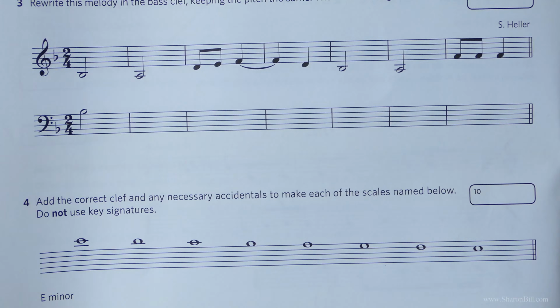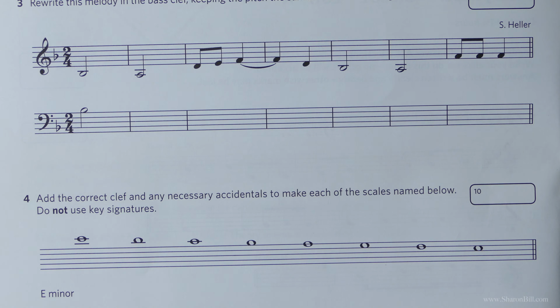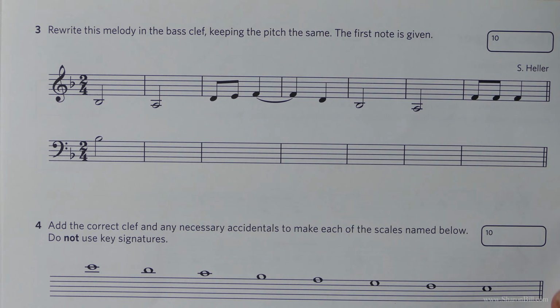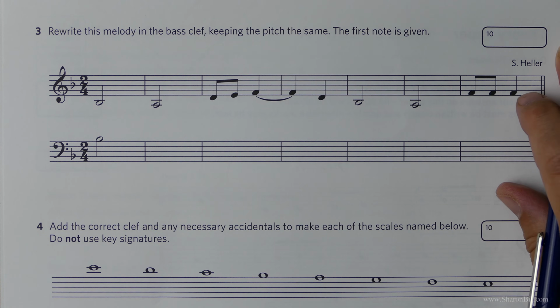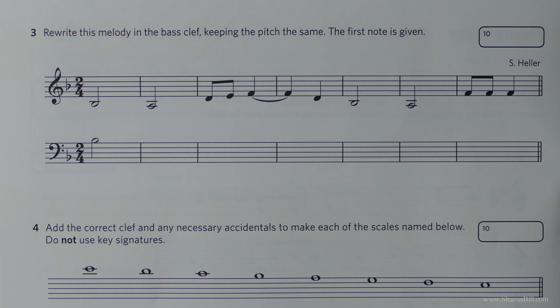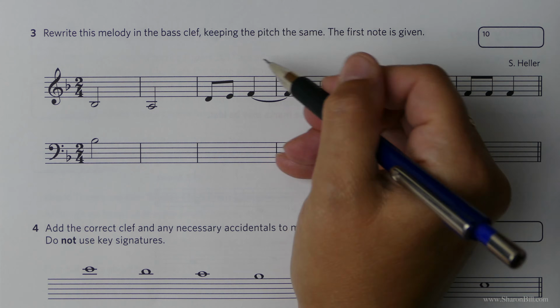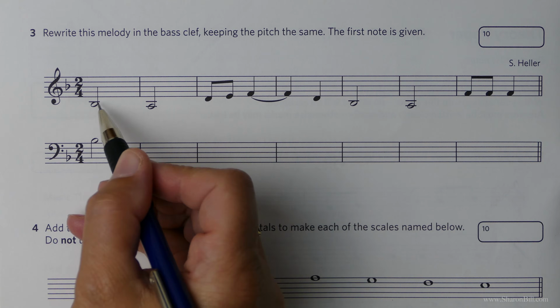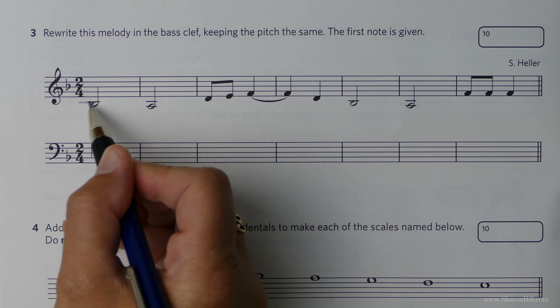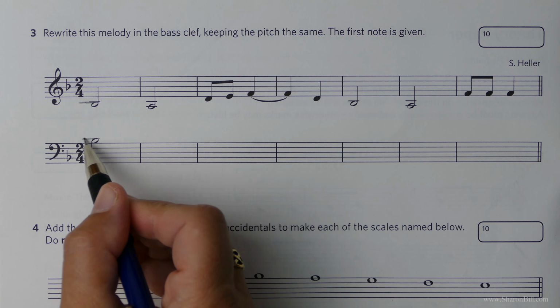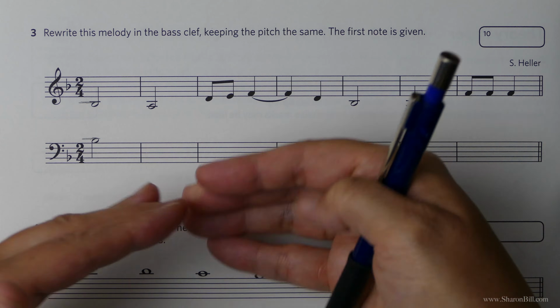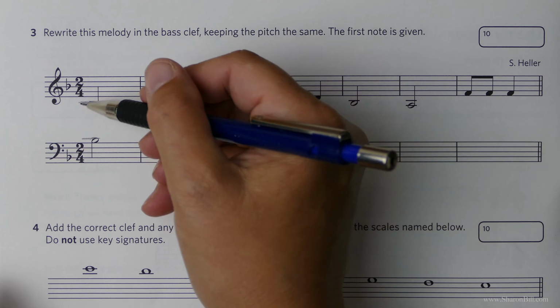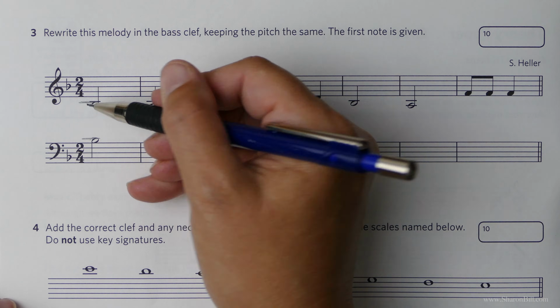So now we need to rewrite a melody, but we need to put it into the bass clef, keeping the pitch the same. First note is given. Now the clue for converting clefs whilst keeping the pitch the same is always to keep middle C as an anchor point. So we need to remember this is middle C in the treble clef, this is middle C in the bass clef. It's as if it literally meets in the middle of the 2 clefs, the top of the bass, the bottom of the treble.